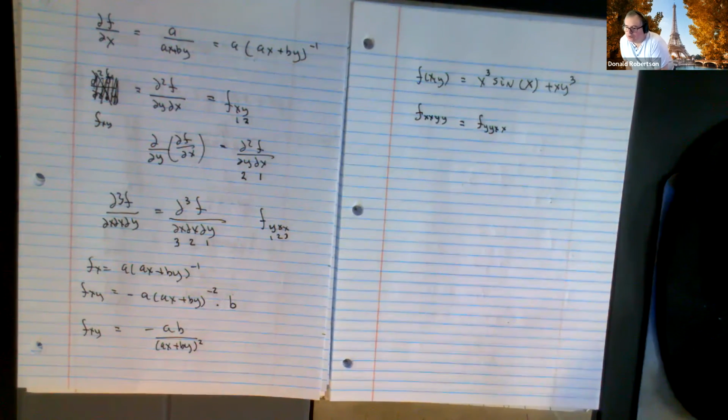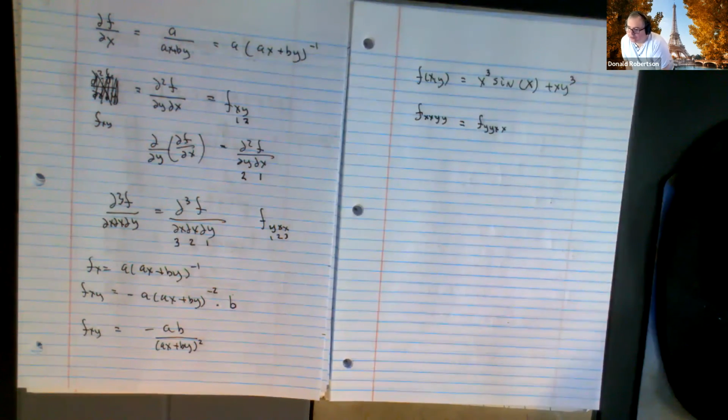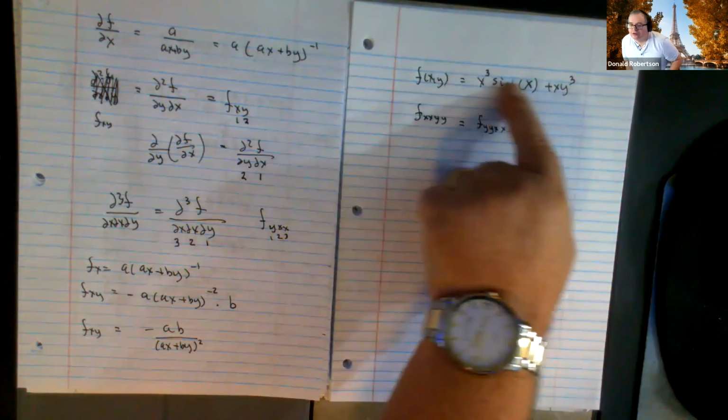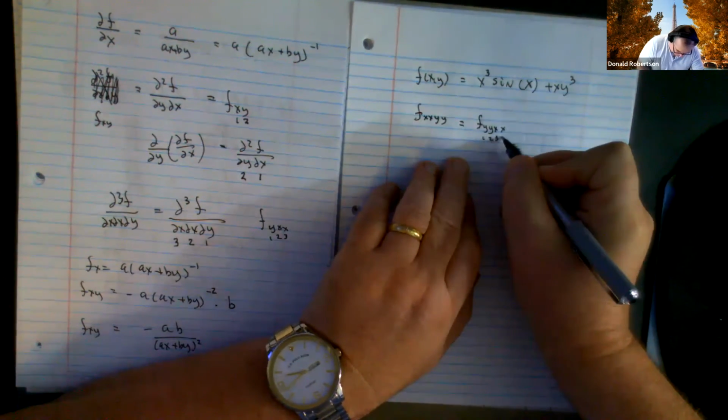And so what Clairaut's theorem allows you to do is that for multiple derivatives, where you're differentiating two or three times, you can choose the order in which you wish to do them, provided you make the assumption that the function's continuous. Now, if I do it in this order, 1, 2, 3, 4, let's see what we get.